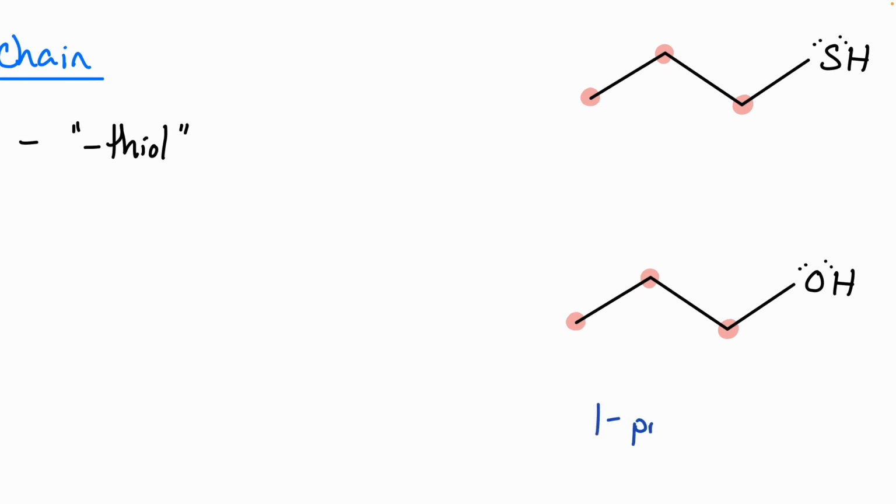This would be 1-propanol, right? Prop for the number of carbons, but we also have that AN in there to indicate that we have all single bonds. We talked about how to name alcohols that have a double bond in there instead. You would use an EN instead of an AN in your name. And then we have that ending OL. All right, so we're going to do the same thing. This is going to be 1-prop because it's 3 carbons.